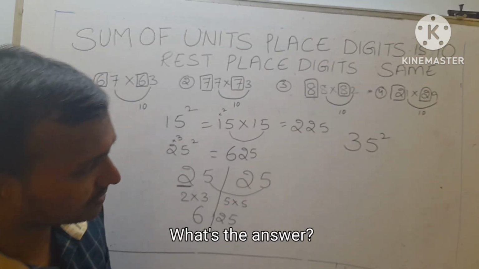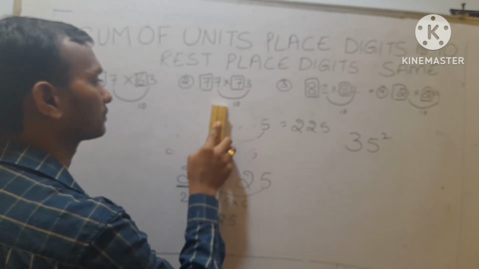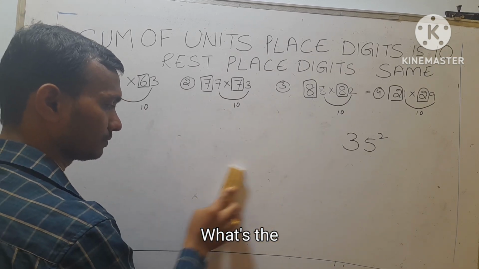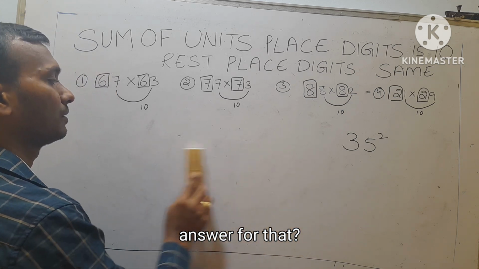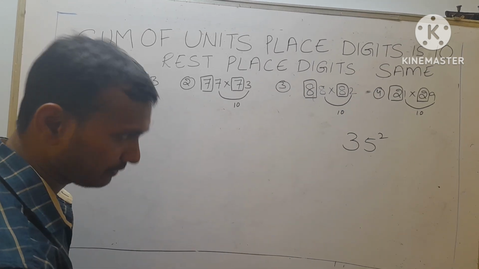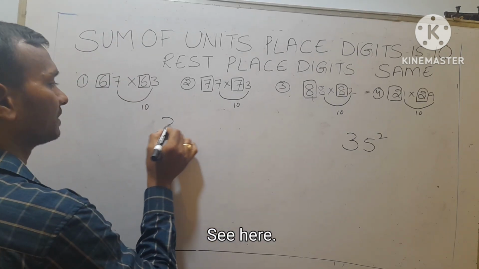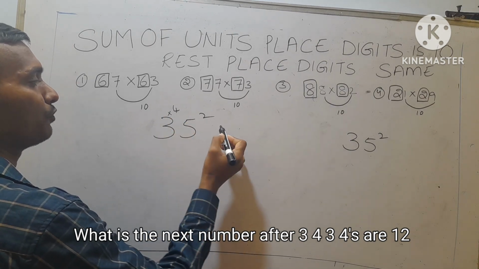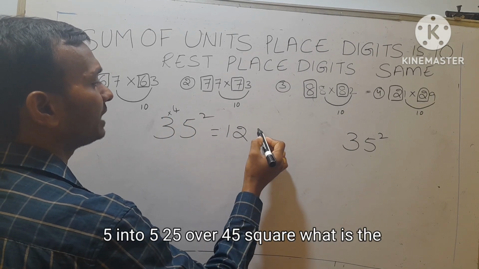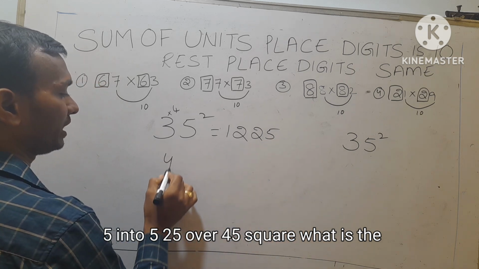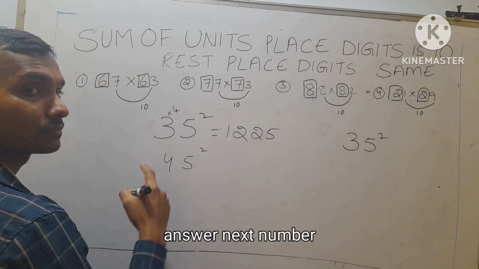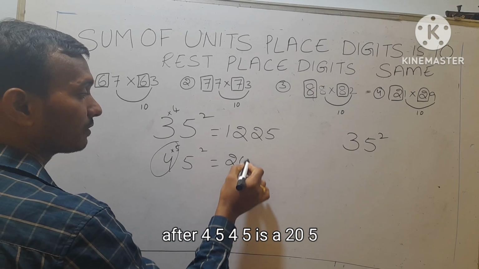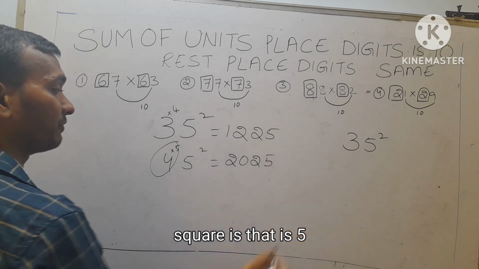35 squared. Tell me the answer. What is the answer for that? 1225. See here, 35 squared. What is the next number after 3? 4. 3 fours are 12. 5 into 5? 25. Over. 45 squared, what is the answer? Next number after 4? 5. 4 fives are 20. 5 squared, that is 5 into 5, is 25.